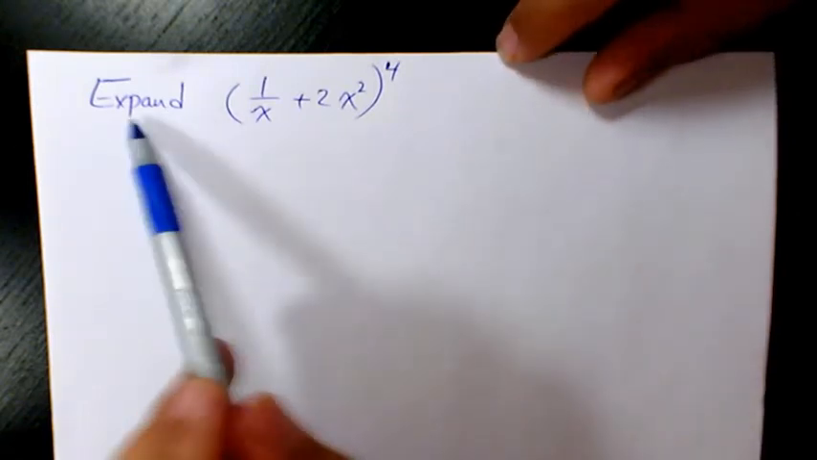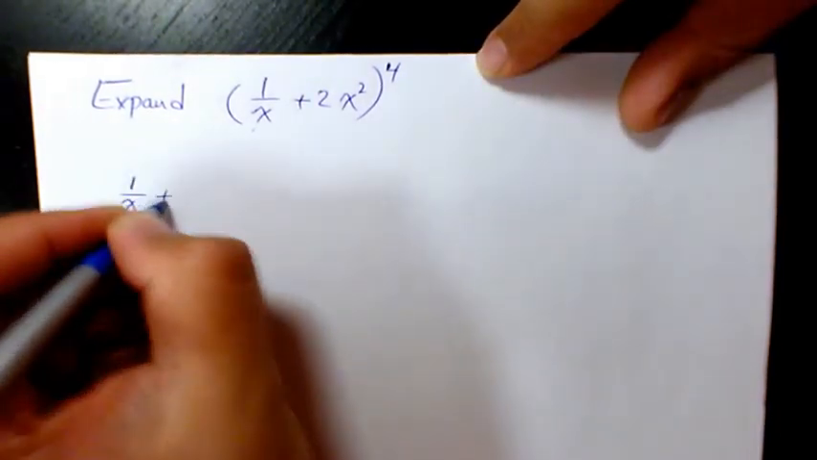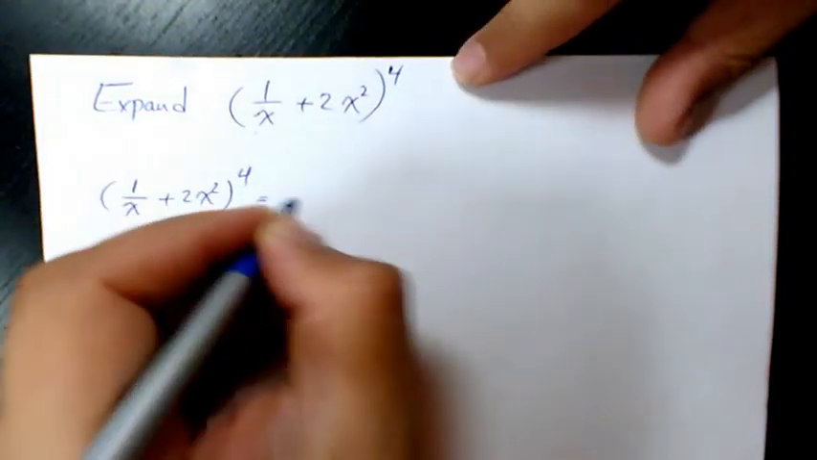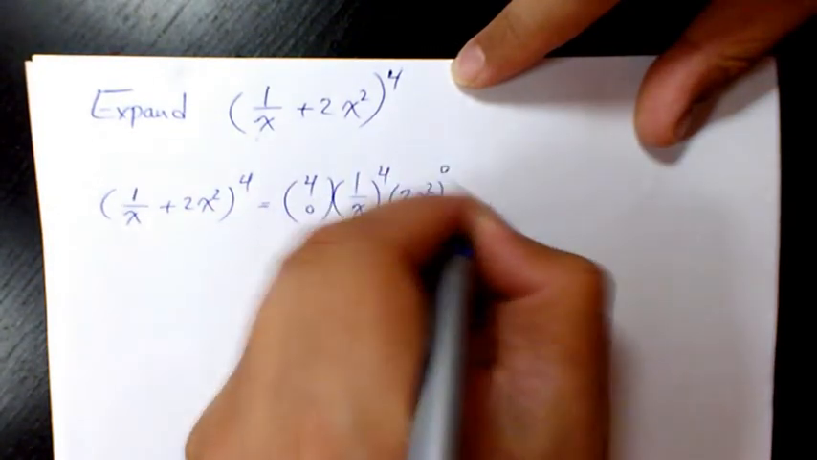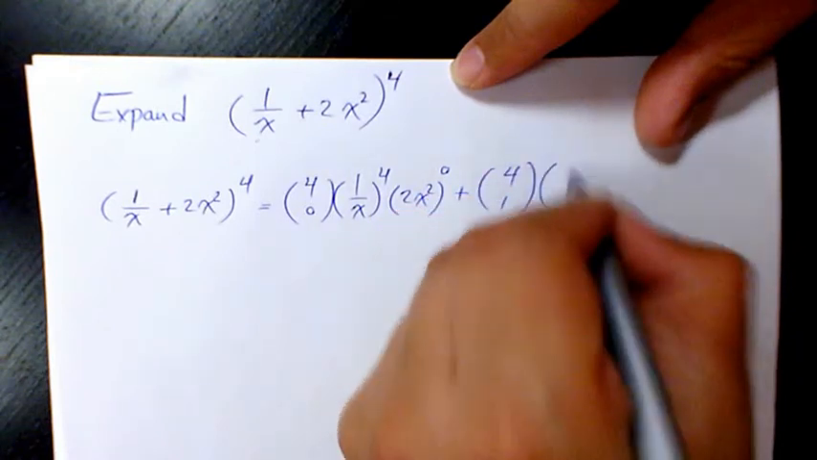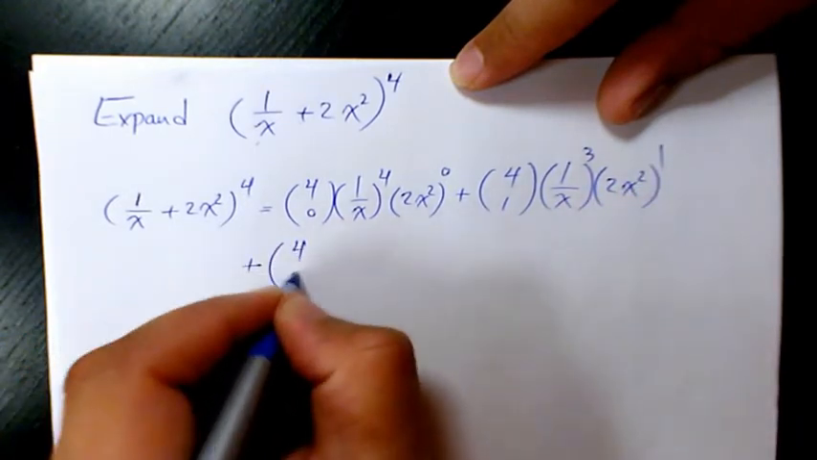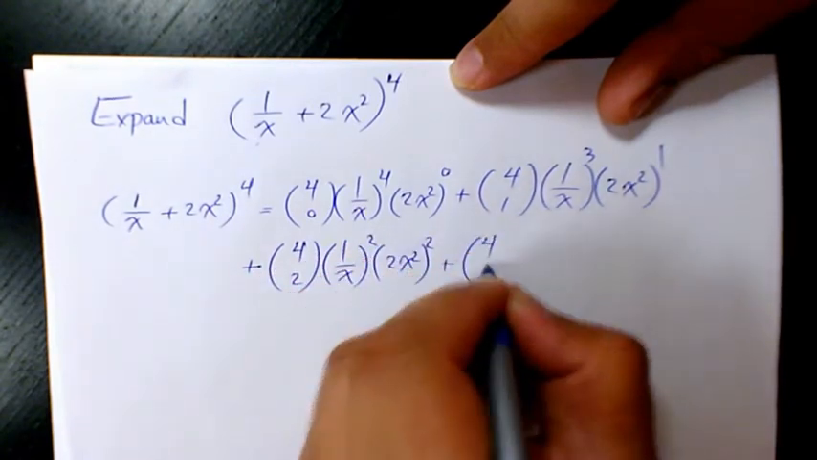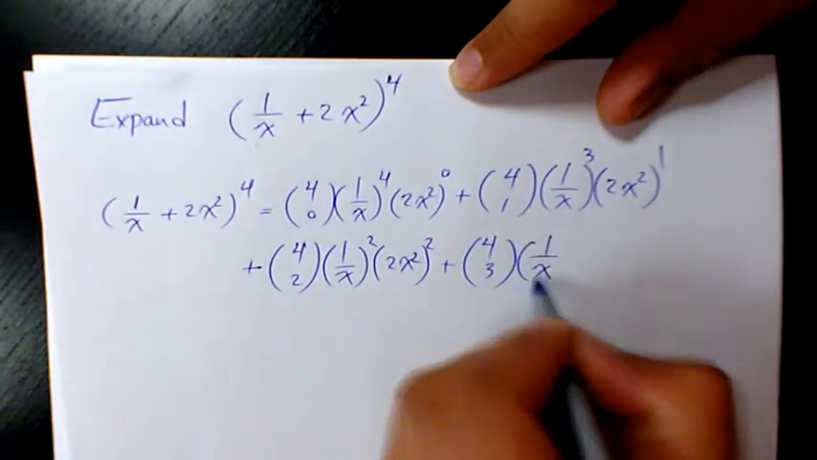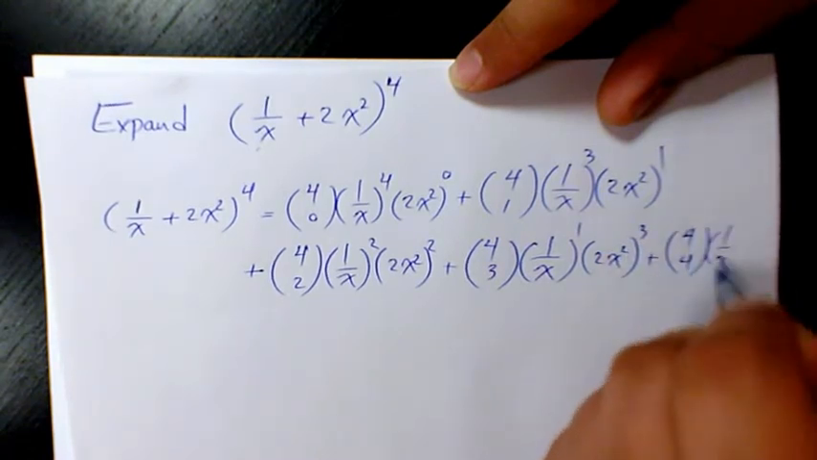Next example is expand (1/x + 2x^2)^4. So (1/x + 2x^2) to the power of 4. That's going to be 4 choose 0, (1/x)^4 (2x^2)^0, plus 4 choose 1, (1/x)^3 (2x^2)^1, plus 4 choose 2, (1/x)^2 (2x^2)^2, plus 4 choose 3, (1/x)^1 (2x^2)^3, and finally 4 choose 4, (1/x)^0 (2x^2)^4.